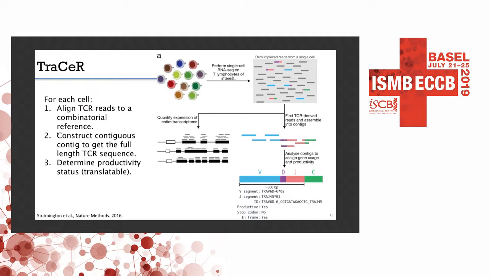They align the reads, and then once they have them aligned, they'll construct a contig to get the full TCR sequence. And once you have that, then you can actually compare across cells. So once you have the full TCR sequence for a particular cell, then you can compare, for example, just the V part between different cells.